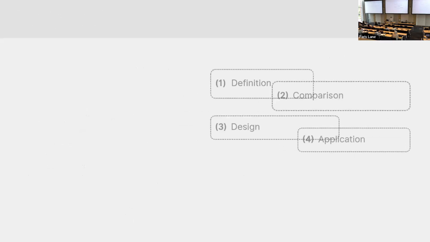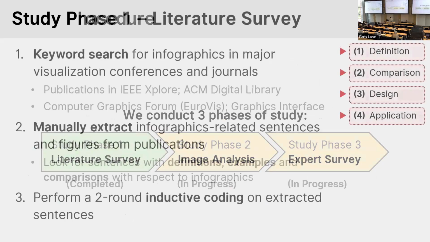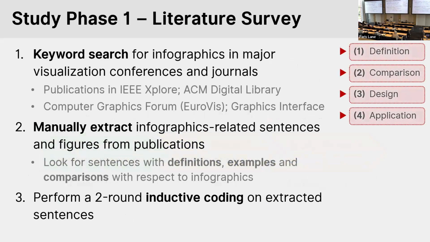In order to gather data and insights towards these research questions, we conduct 3 phases of study of different modalities. In the first phase, we conducted a full literature review that covers all 4 research questions. We will start by performing a keyword search in major visualization conferences and journals for papers that mention the term infographics. And then we would manually extract any statement or figure within these papers that, with regards to infographics, either gives a definition, provides an example, or compares and contrasts them to another type of visualization concept.